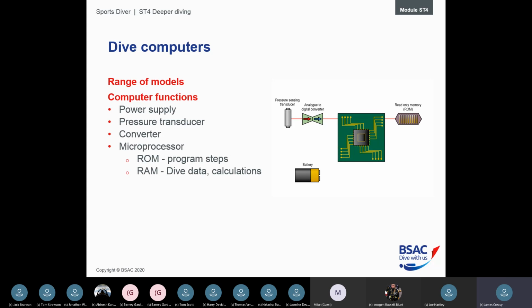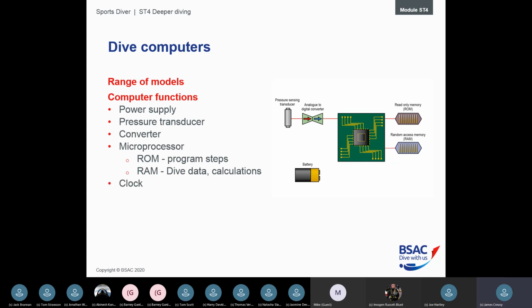So say it's your second dive of the day, it will keep your data from the first dive, so it knows what tissue code you're in, and various other things that you've accumulated on that first dive. So for example, your oxygen levels, oxygen toxicity levels, and it then adds that on to your current dive.